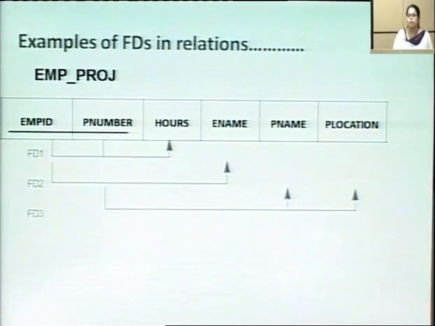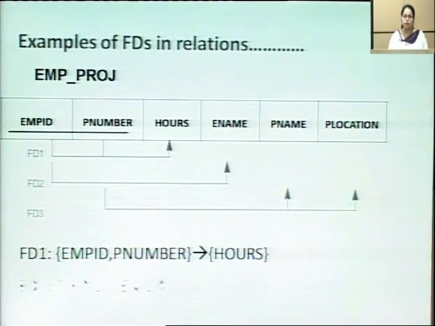Another example is the relation EMP_PROJECT. Here EMP_ID and project number collectively represent the primary key of the relation. This primary key functionally determines the value of the attribute hours. In functional dependency 2, employee ID functionally determines the value of employee name. In the third dependency, FD3, project number functionally determines the value of project name and project location. Here are the functional dependencies.